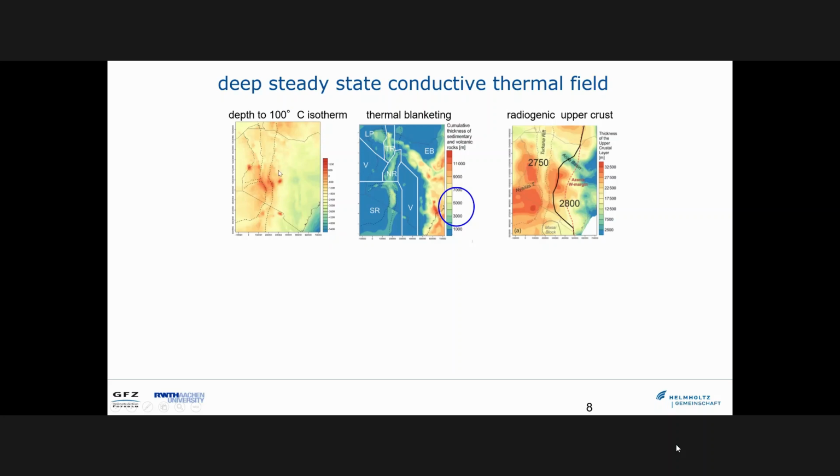If we compare this with the configuration of the blanketing shallow sediments and volcanics, we see there is some correlation, but not a one-to-one correlation. And please ignore these reddish colors here. These are passive margin sediments that are not related to the rift. We see, if we look at the upper crustal thickness, that there is a correlation here. And we see the thickest upper crust that is very radiogenic is exactly below these highest temperatures.